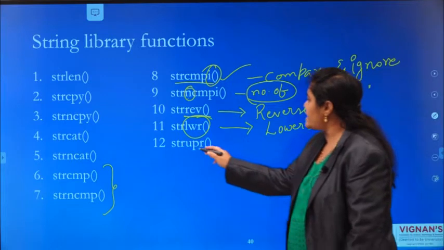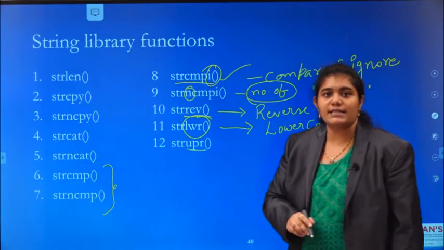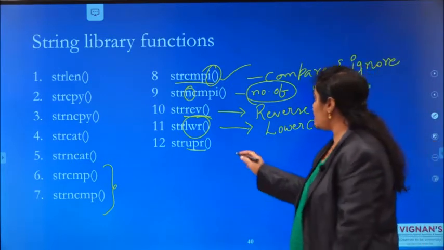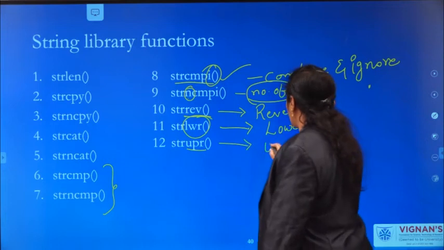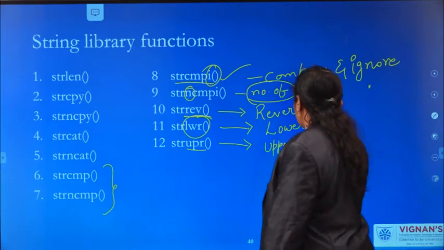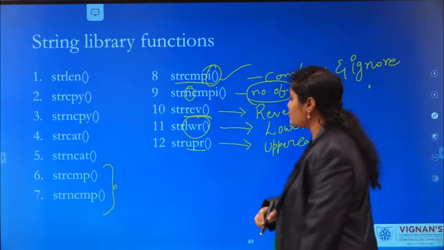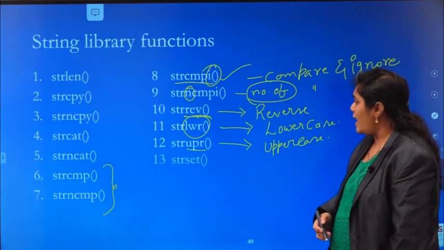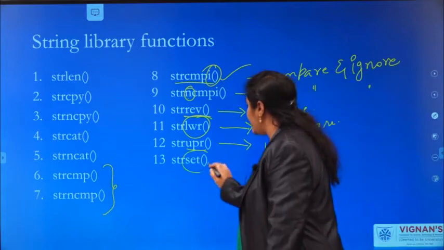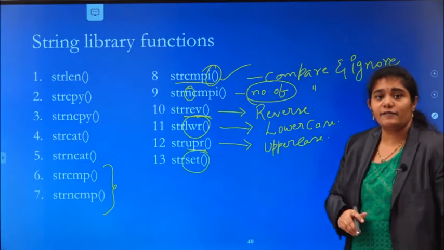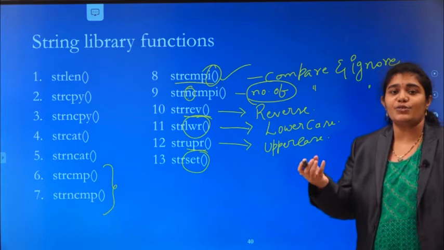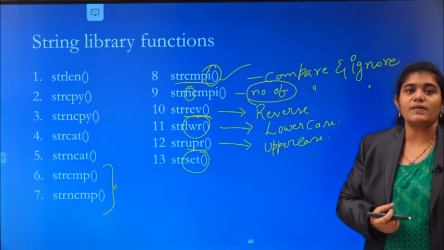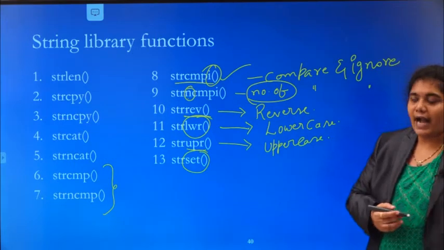Next one is strupr. strupr is used to convert the given string into uppercase. And strset. strset is used to convert the given string into a particular character.